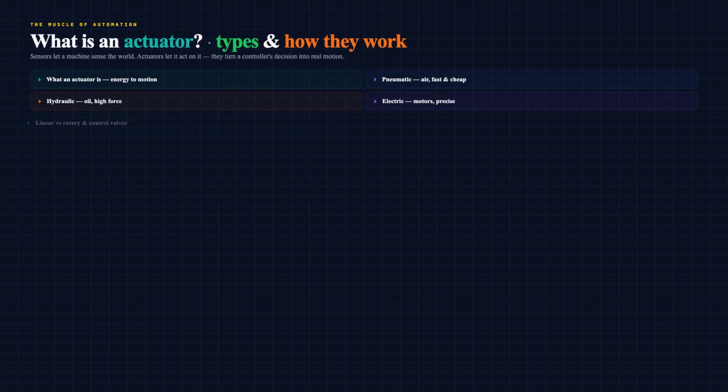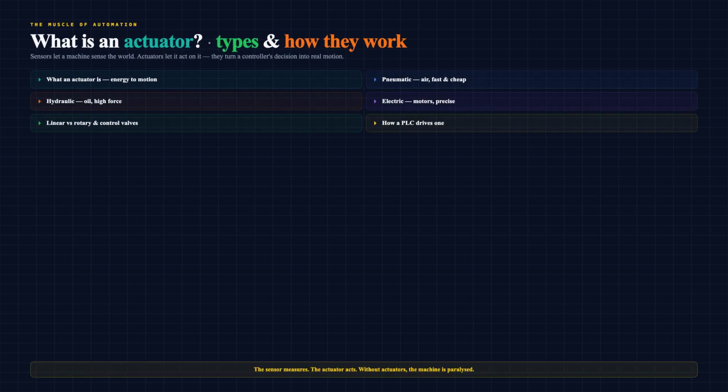Sensors let a machine sense the world. Actuators let it act on the world. A sensor tells the controller a tank is full, or a part has arrived, or a motor is too hot. But sensing changes nothing on its own. Something has to open the valve, push the cylinder, or turn the shaft. That something is the actuator. It is the muscle of automation, the part that turns a decision into motion.